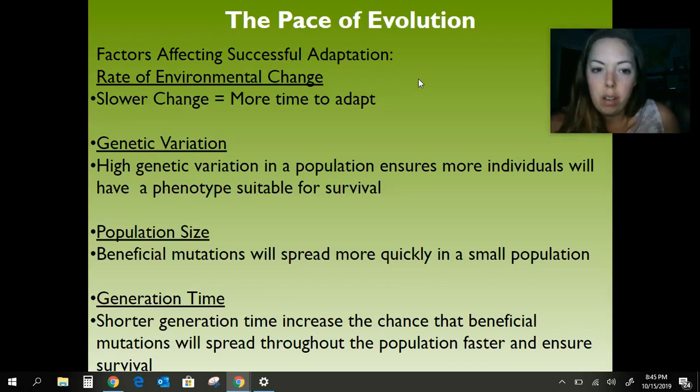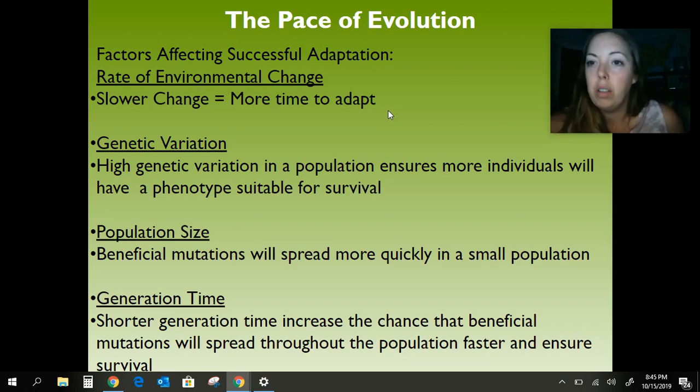Population size is another factor you should be familiar with, because these mutations, whether they be beneficial or not beneficial, will spread more quickly in a small population. Okay, because when organisms are mating in a small population, they're mating with a larger percentage of the population than in a large population, right? The last one you guys need to know is generation time. So species that become reproductively mature in a short time tend to evolve more quickly than the species that require a long time to mature.